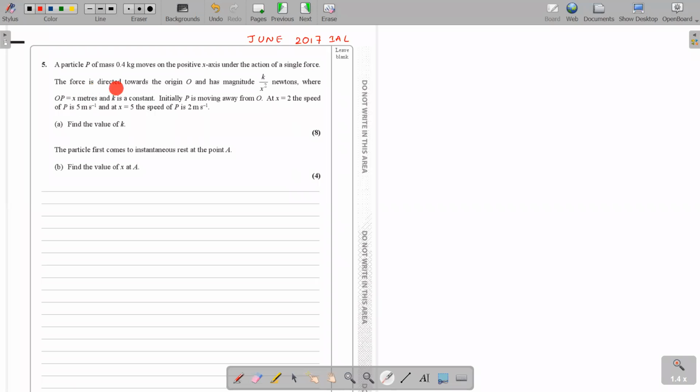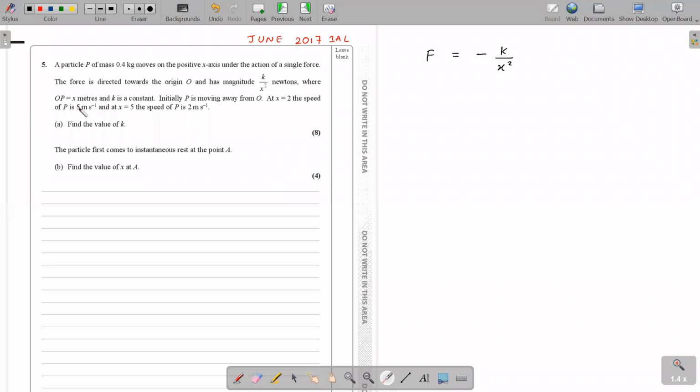The force is directed towards the origin. So when they say it's towards the origin, you need to realize you need to put a minus mark, and has magnitude k over x square, which means what? The force is equal to k over x square, but because the force is directed towards the origin, the force is equal to minus k over x square. Are you with me? So when they say it's directed towards the origin, you have to make sure you mention the negative sign.